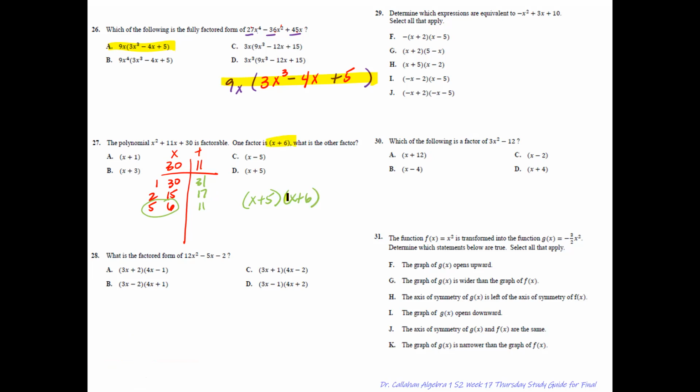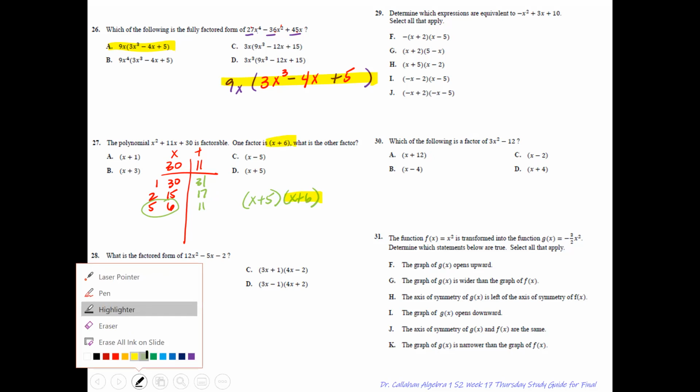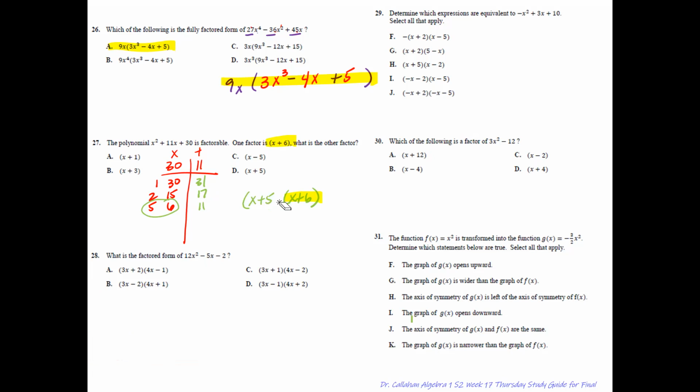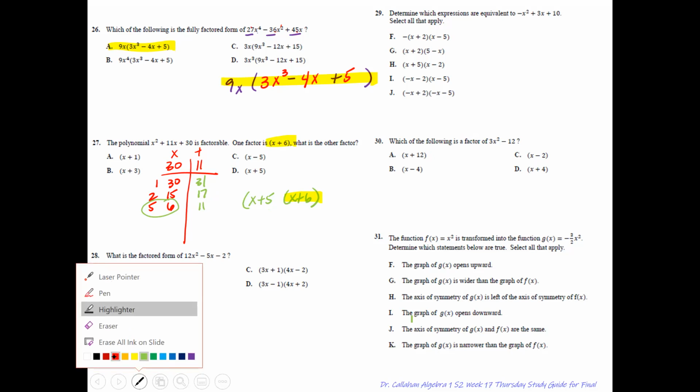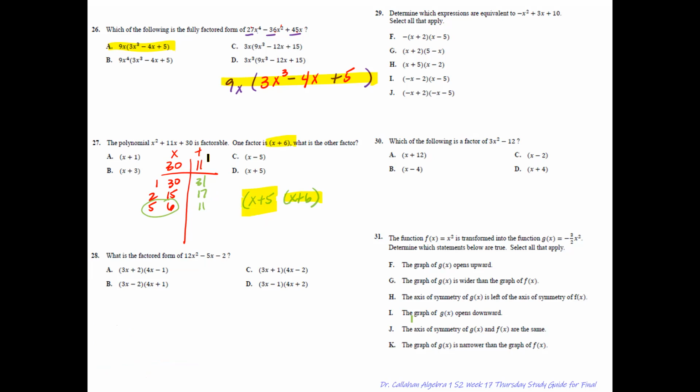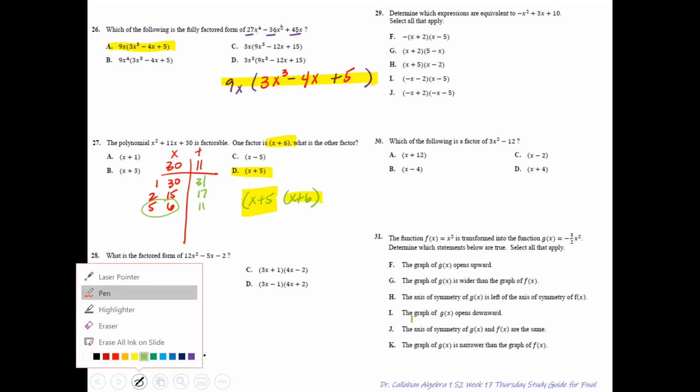If one of the answers is already 6, what is the other missing number? X plus 5, which is D. All right, let's take a look at number 28.